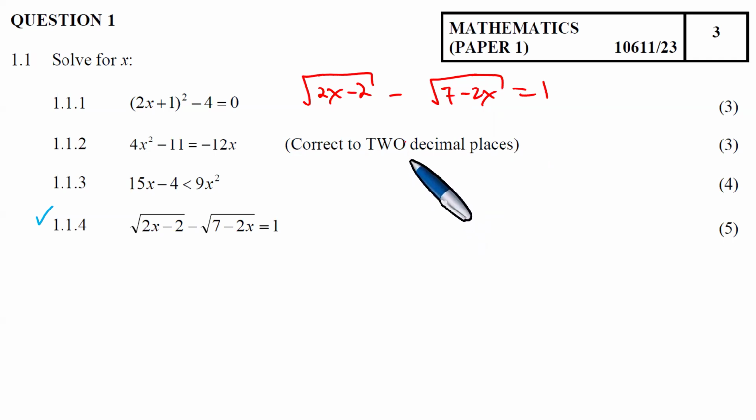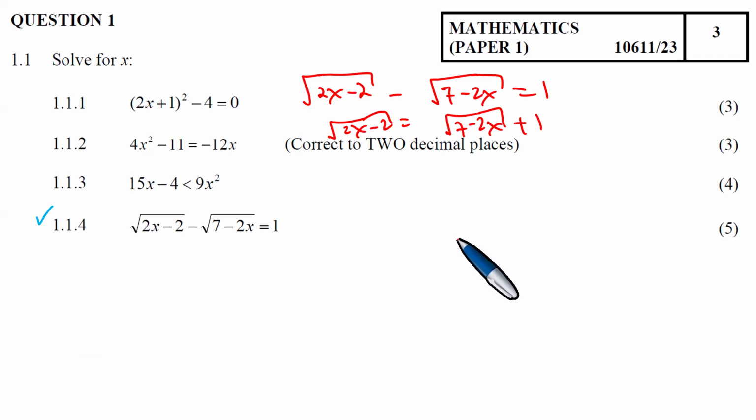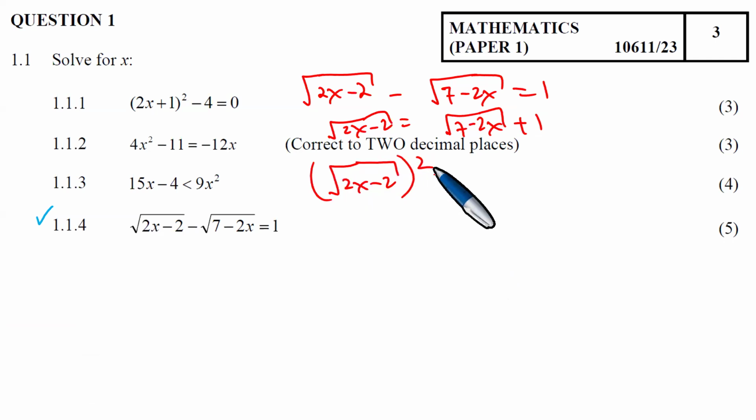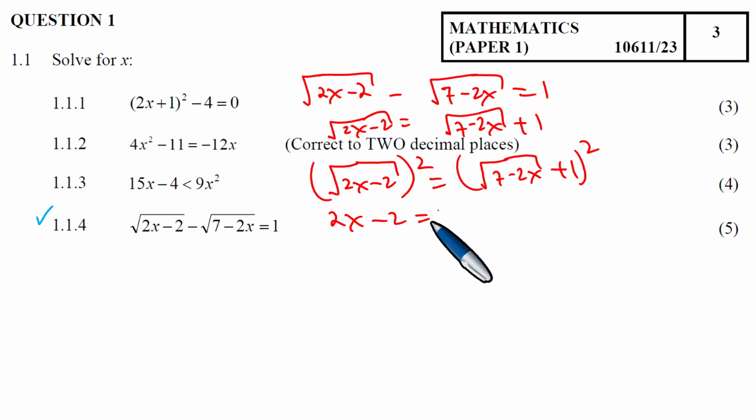Right, so we square both sides. Now first things first, that is correct, so well done for getting that one right. If there are two square roots like this, we need to move one square root to the other side of the equation. So we take the square root of 7 minus 2x to the other side, and then you add a 1. So in the end, you have the square root of 2x minus 2 equals the square root of 7 minus 2x plus 1, and then you square both sides. Then 2x minus 2 is equal to, if you square the square root, 7 minus 2x.